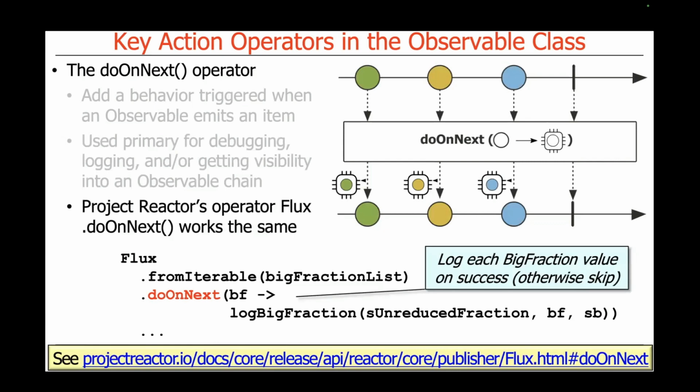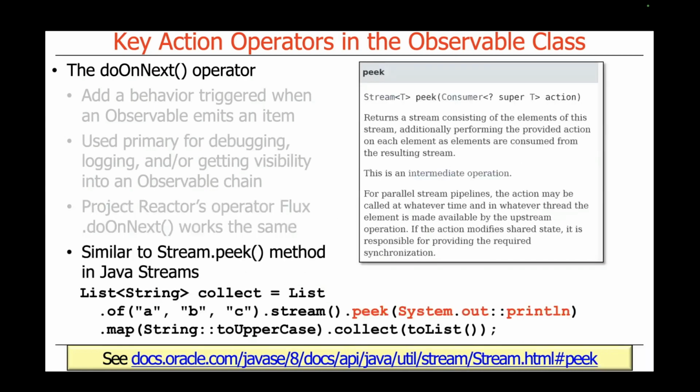Surprise, surprise, Project Reactor has a doOnNext method in its Flux class that does the same thing. You can log the big fractions. Interestingly enough, Java Streams has something similar, which is the peek method. And as you can see here, we can use peek to print the results out, thereby logging them in effect for every element in the stream without disrupting, filtering, transforming, etc., the elements that flow through the stream.